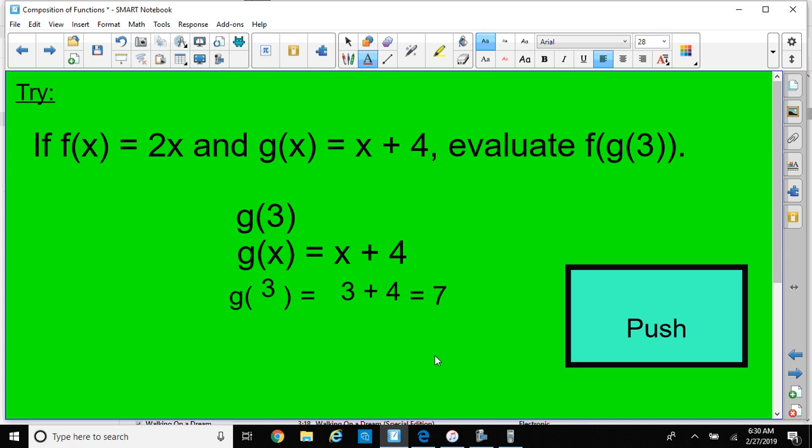So we've just figured out what g of 3, the innermost part of the function f of g of 3, is. So this would really be f of 7, is what they're really trying to say, because we found out how much g of 3 is. So now all we have to do is figure out what the f function is. Well, here's the f function over here. f of x is equal to 2x.